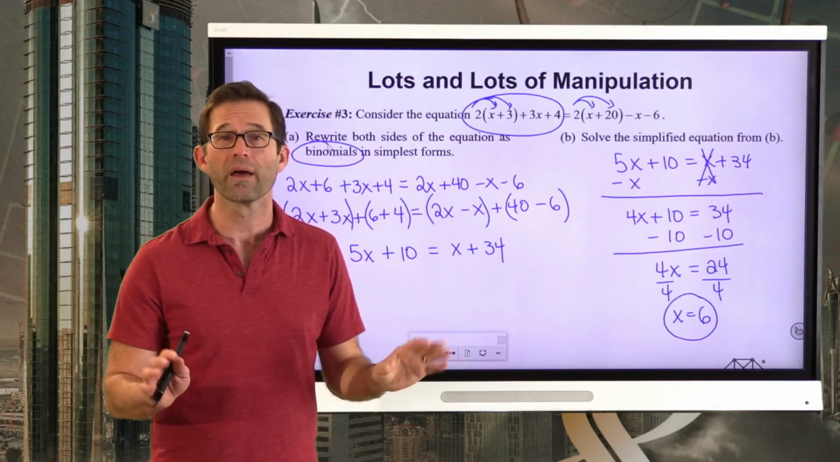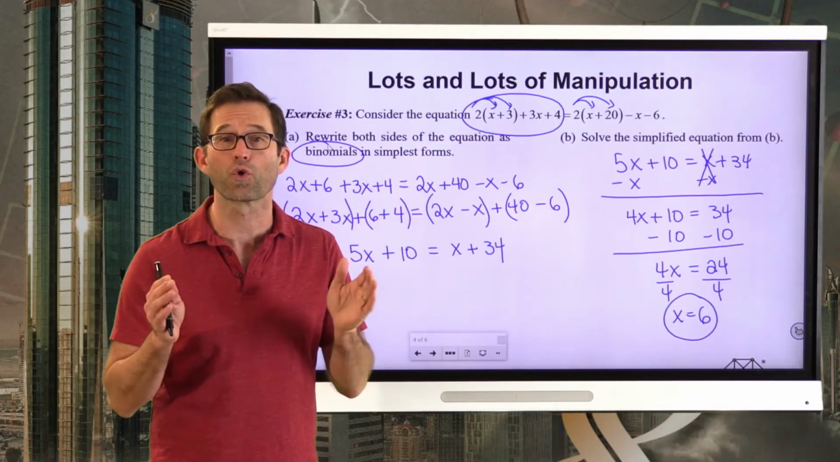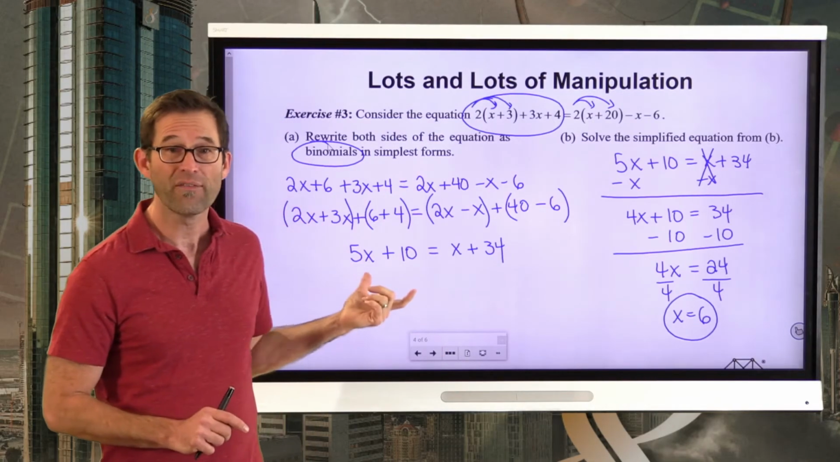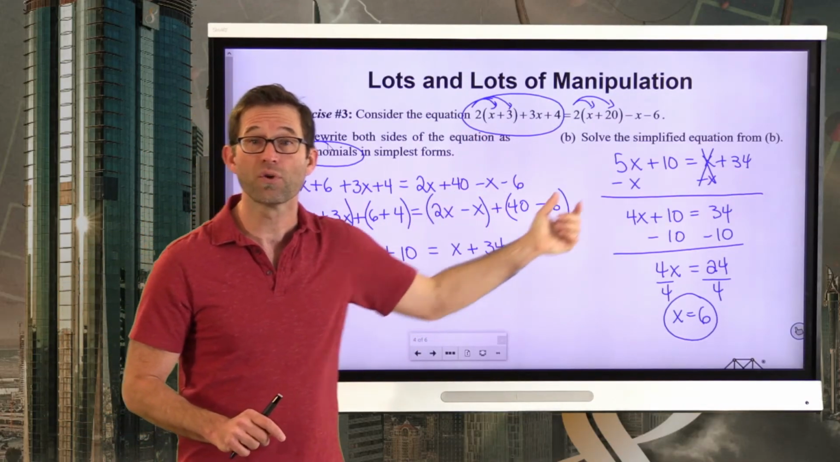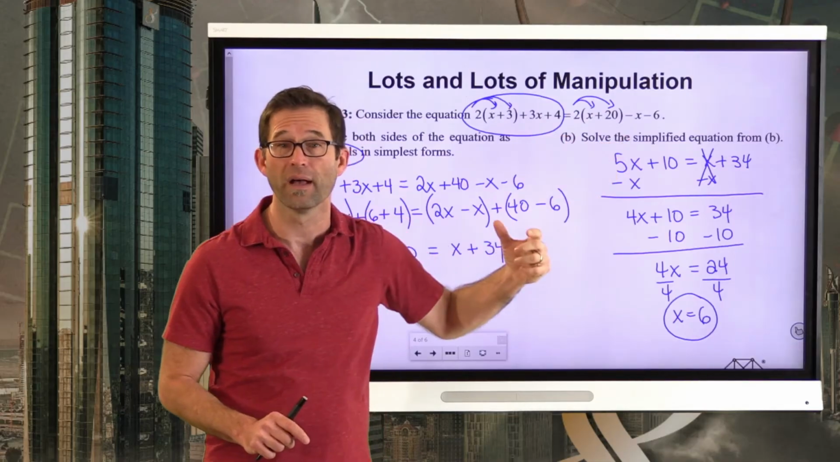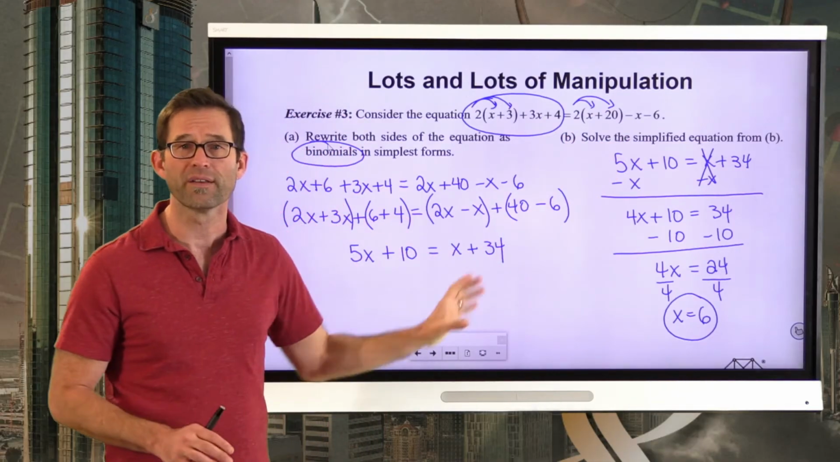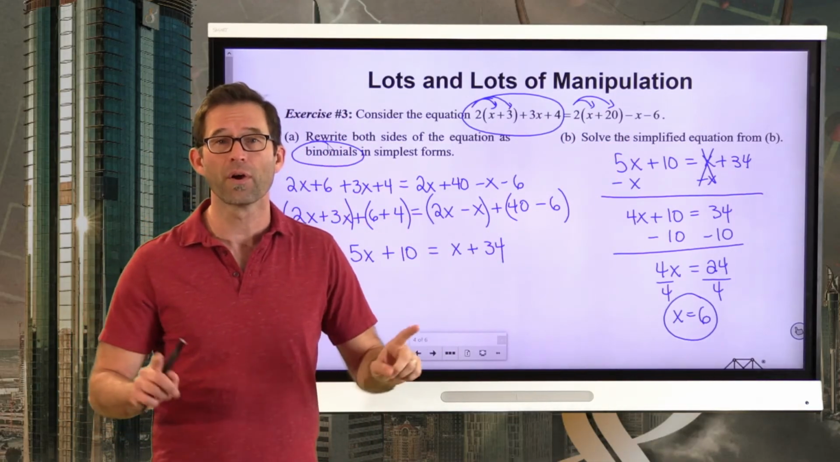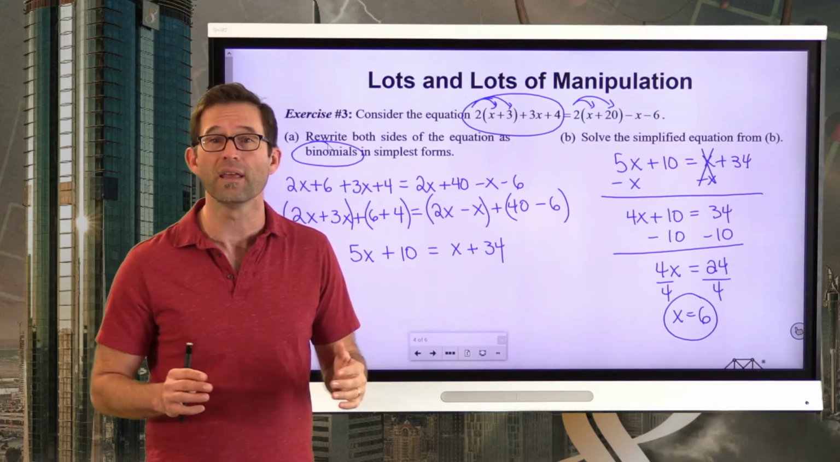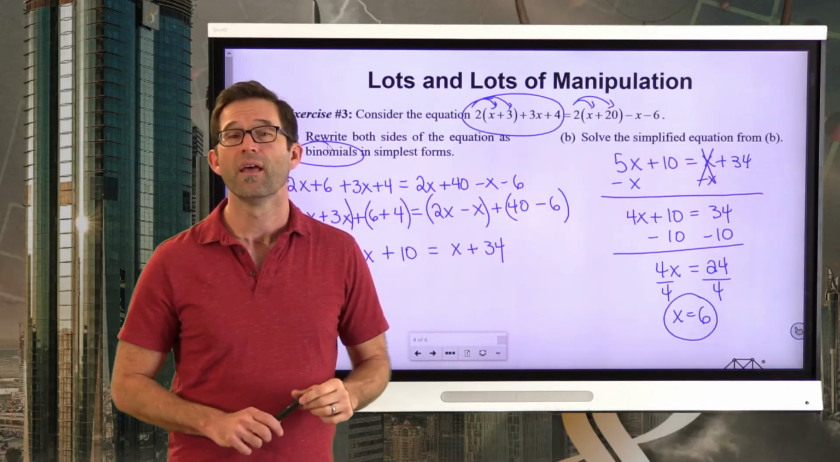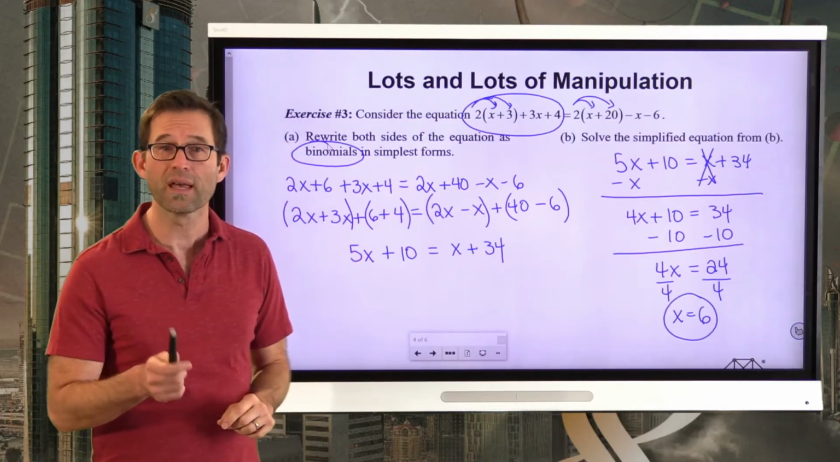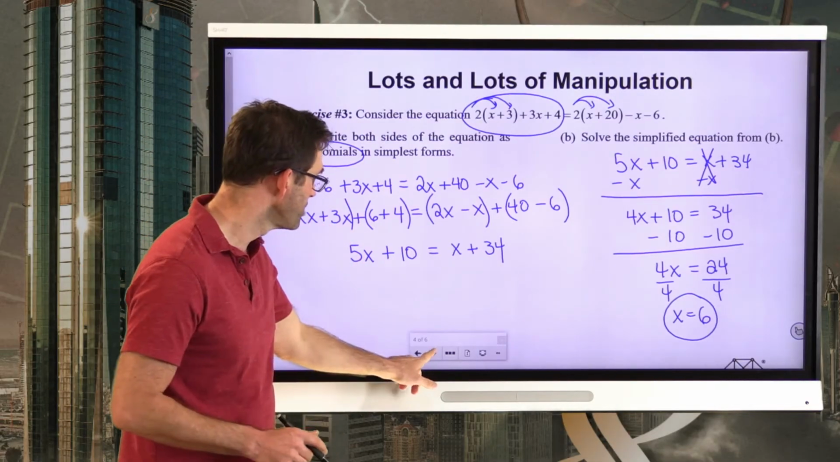When we were combining like terms, rearranging things to create equivalent expressions, 5x plus 10 is equivalent to this entire mess. And x plus 34 is equivalent to this entire mess. So all we do is simplify stuff, and then we use our variables on both sides of the equation techniques to get x equals 6 all by itself. This takes a lot of practice, so let's get some in the next exercise.